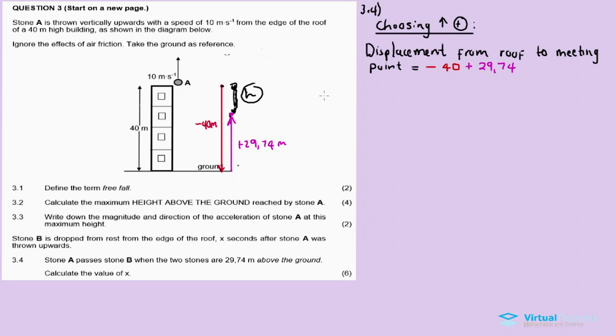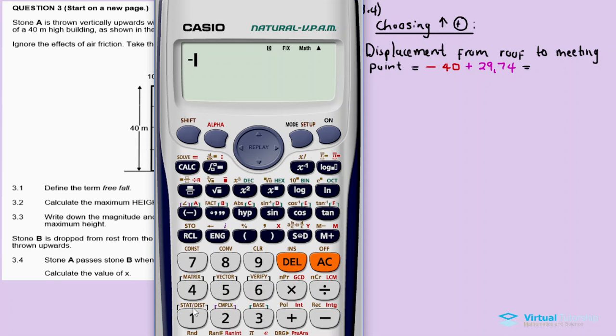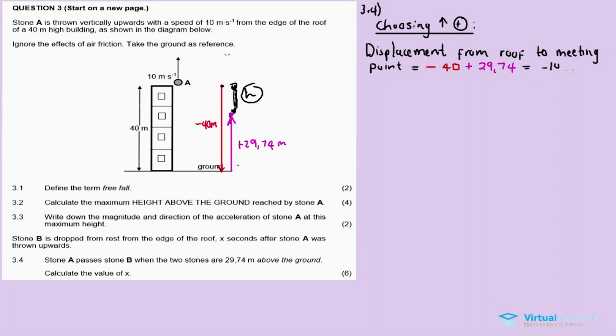So by adding minus 40 plus 29.74, is only that value, which is equal to, let us calculate, minus 40 plus 29.74 equal to negative 10.26. Yeah, negative 10.26 meters, right? So saying that displacement again, right?